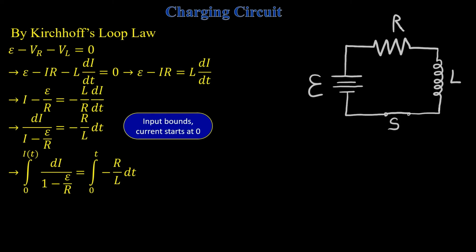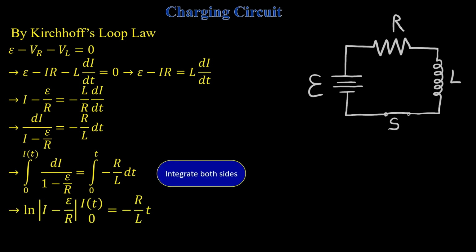Now I integrate both sides. Because I wrote it in this form, and this is an I, not a 1, I don't really have to use U substitution. Well, I would, but the left side is just going to be ln of I minus epsilon over R, and the right side is just negative R over L times t. Okay, so I integrated both sides, and that's what I got. Now I just plug in my bounds.